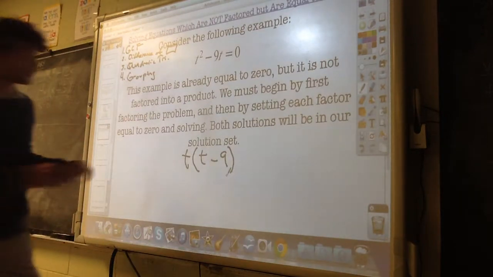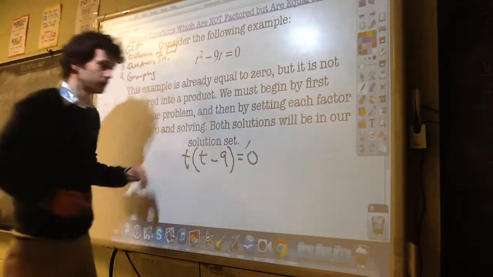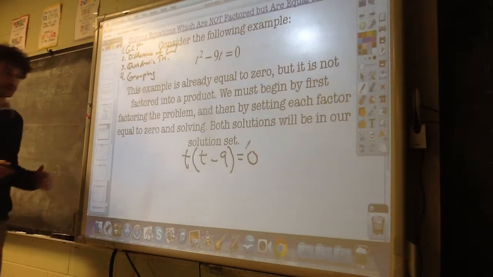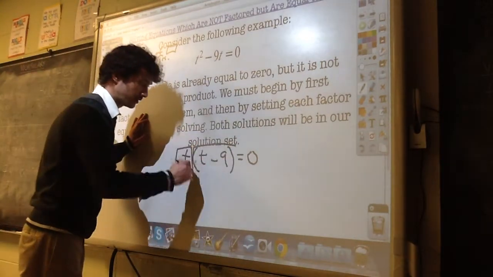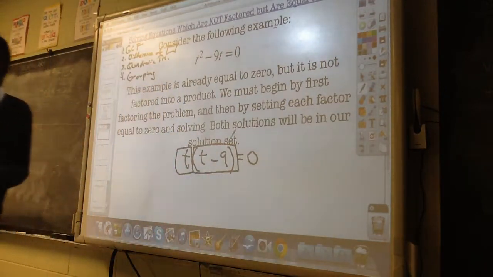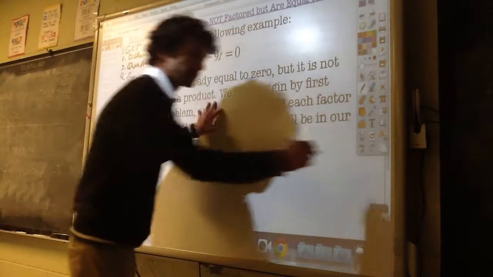Would you bring down the equal 0? Yep. So this is still equal to 0. And now I have 2 factors. I have this factor, which is T, and the other factor is T minus 9. And from here to the end, it's what we did earlier. I set each factor equal to 0, and I solve.